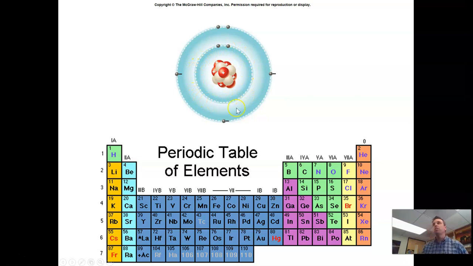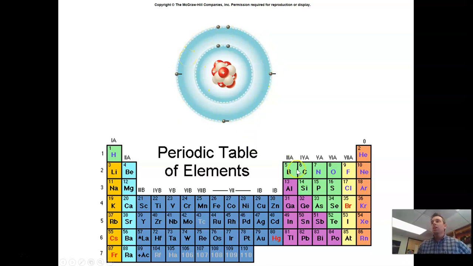And because that shell is filled, we now move to row 2. And row 2 adds a second shell a little bit further out. And you can see that in row 2 we don't just have 2, we have 1, 2, 3, 4, 5, 6, 7, 8. We actually have 8 electrons that will fill the outer shell. And these electrons like to be in pairs. So we would have 8 if this whole outer shell was filled.